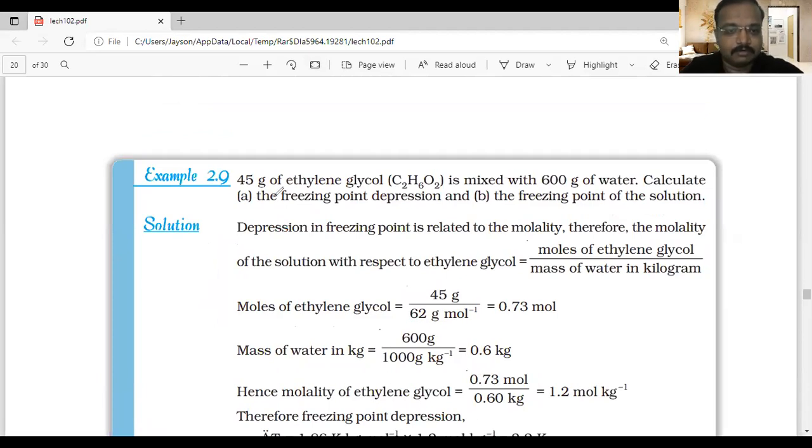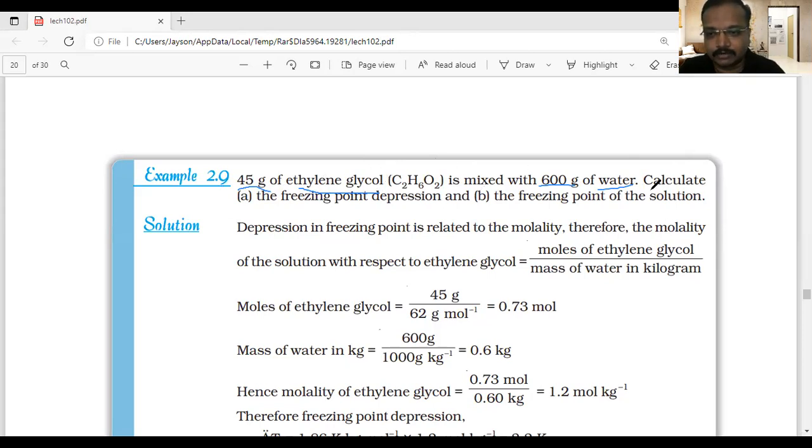So here comes our first question. 45 gram of ethylene glycol we are taking. It is mixed with 600 gram of water. Which is taken in more quantity? Water, isn't it? So which is solvent and which is solute, you understood, right?